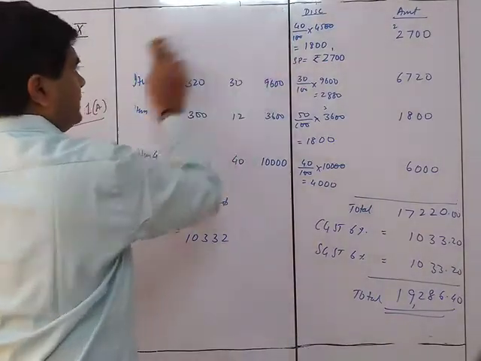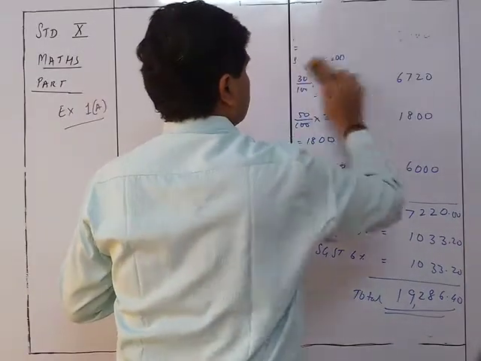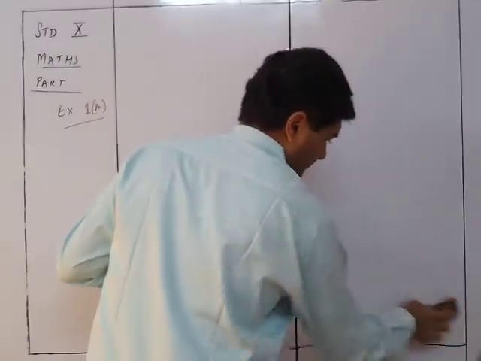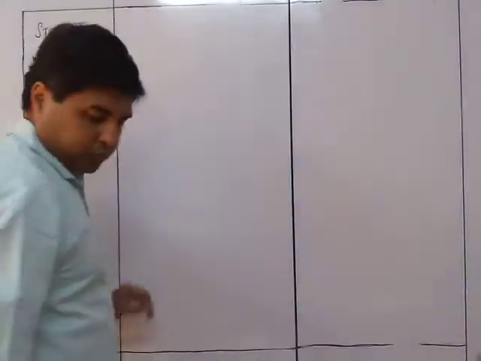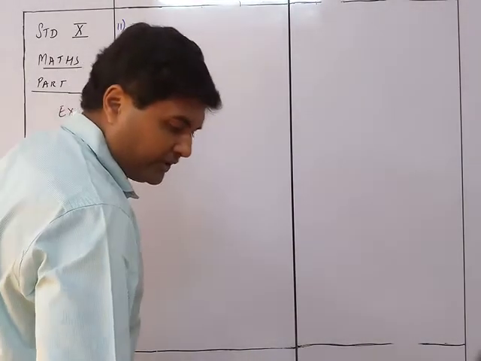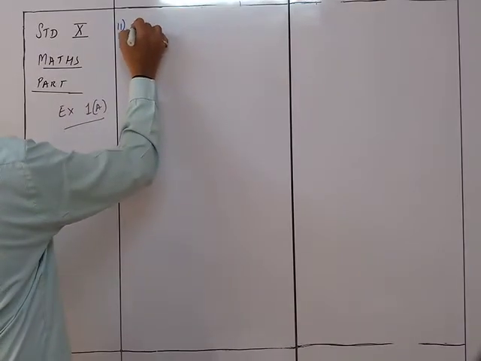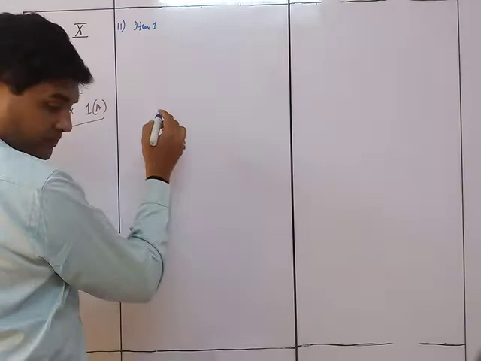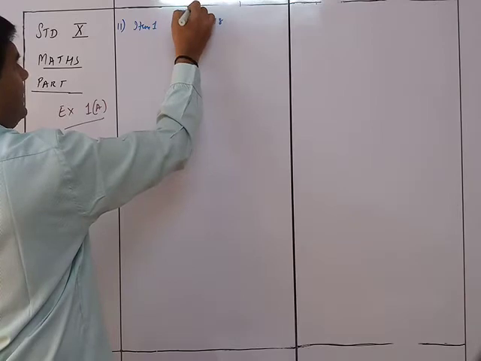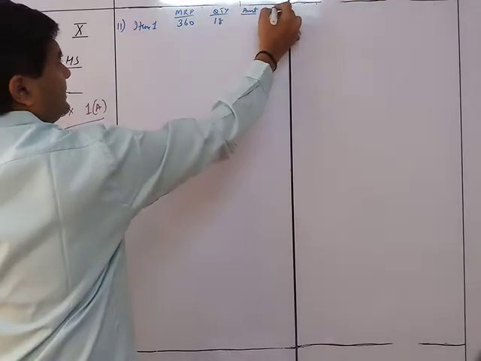So we see sum number 11. You have here the rate, the number of pieces and the discount. So first of all, item 1 is 360 and 18. So this is the MRP, this is the quantity, so this is the amount, and then the discount.